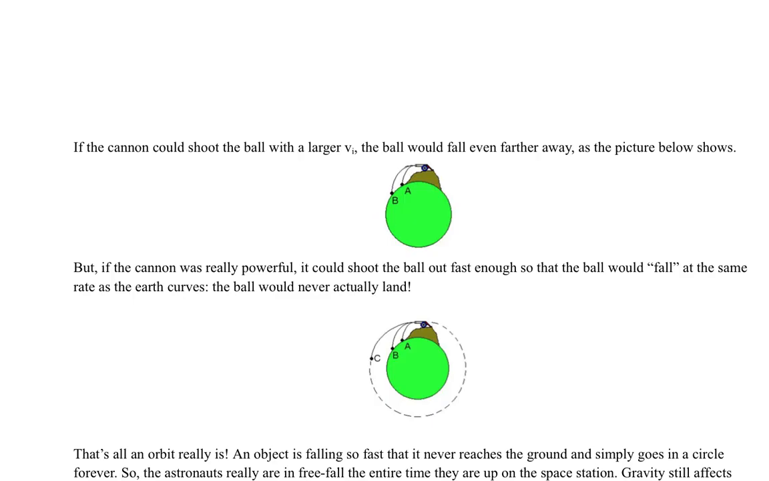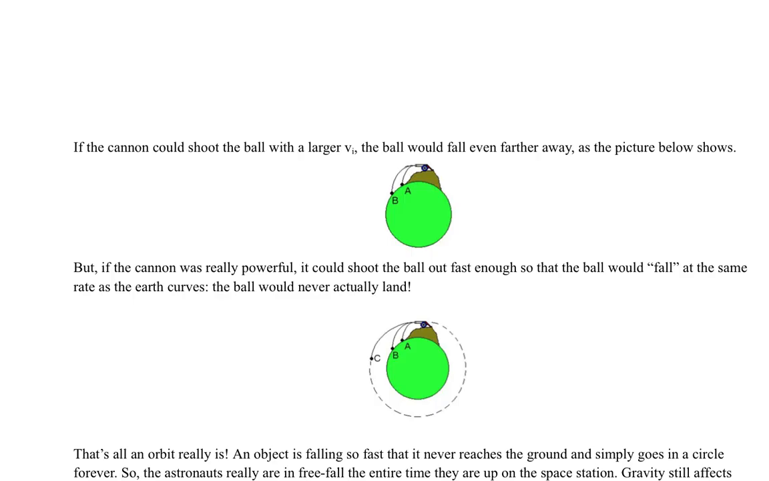But if we had a really strong cannon, we could shoot the cannonball so far, so fast, that the ball would fall at the same rate of curvature as the Earth. So the ball would be falling and would never hit the ground. That's what's happening with the astronauts. They have such a large velocity that they are constantly falling, but they never hit the ground. It is exactly the same as you on the broken elevator. You're falling, and so is the astronaut.